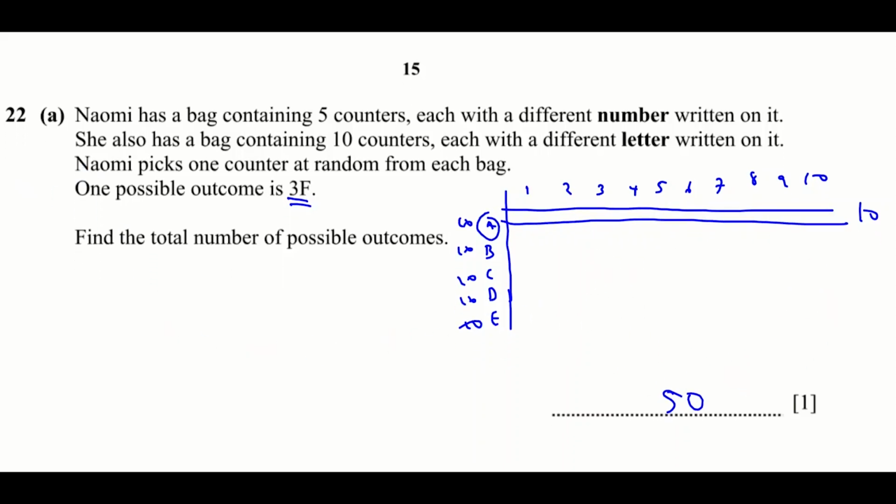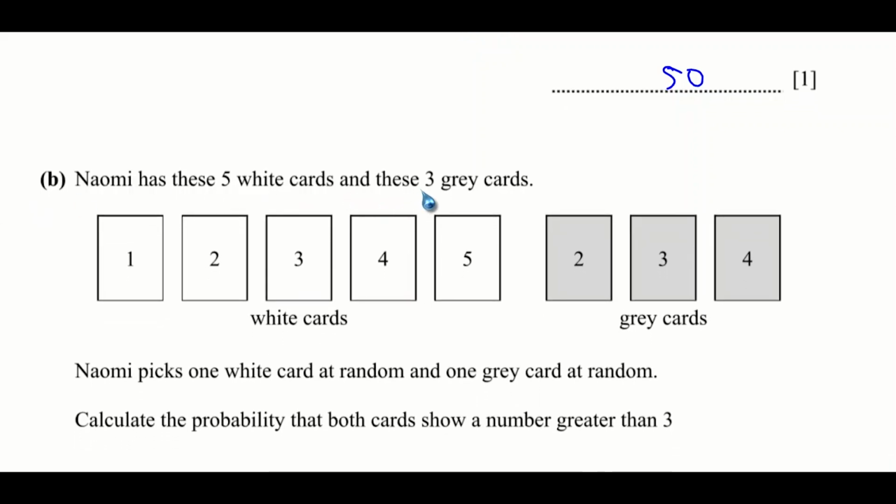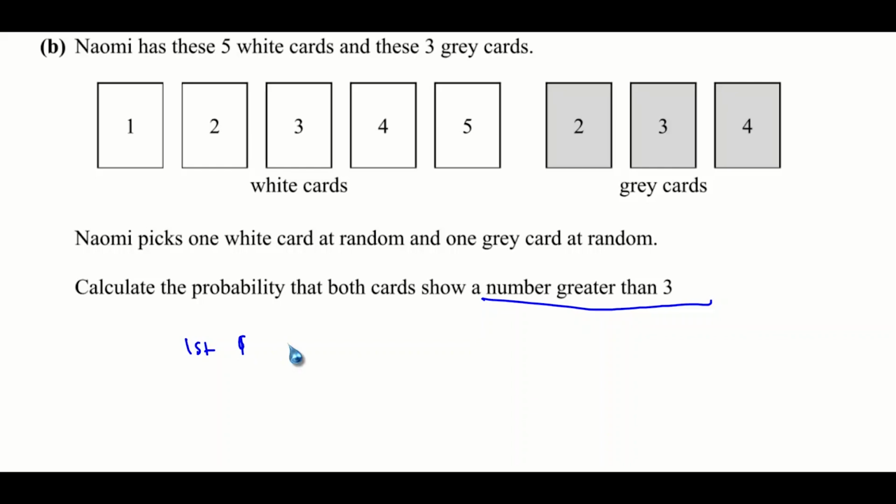Then part B: Naomi has these 5 white cards and these 3 gray cards. Naomi picks one white card at random and one gray card at random. Calculate the probability that both cards show a number greater than 3. So what's the probability of a number greater than 3? She selects 2 numbers randomly, the first one and the second one. First and the second. This "and" means multiplication in probability.